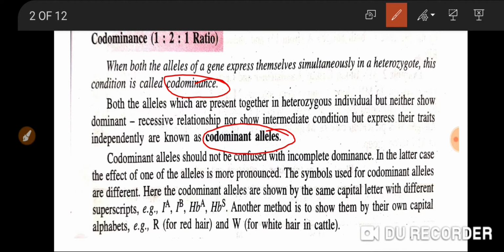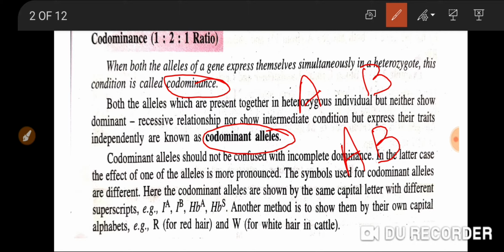For example, if there are two alleles, allele A and allele B, and if these alleles are codominant alleles, then that means that when these alleles A and B are together in an individual, both these alleles express themselves simultaneously in a heterozygote. These codominant alleles neither show a dominant-recessive relationship nor an intermediate condition, but express their traits independently.